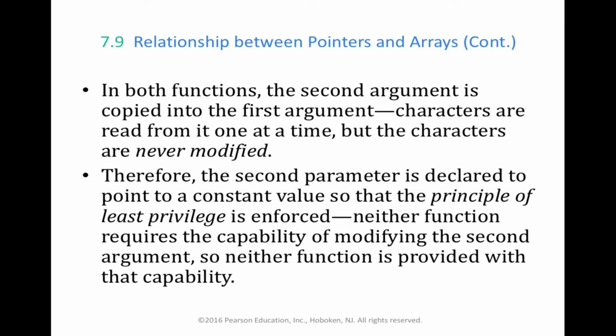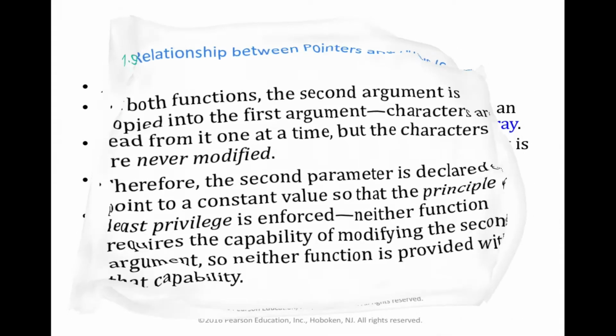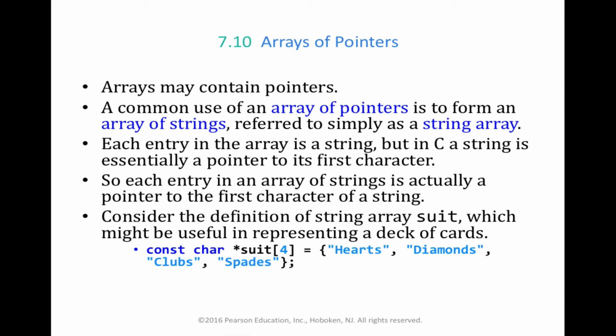So the second parameter is declared to point to a constant value, because the principle of least privilege requires that. So if we want to enforce least privilege, we have to do that. Neither function requires the capability of modifying the second argument, so neither function is provided with that capability. We don't want to do that unless we need to do it. So that's something that you want to think about.